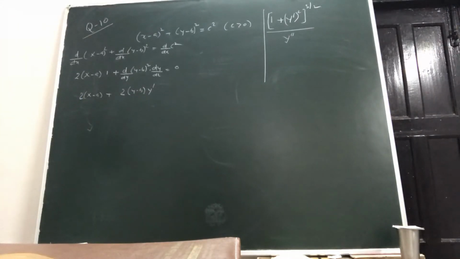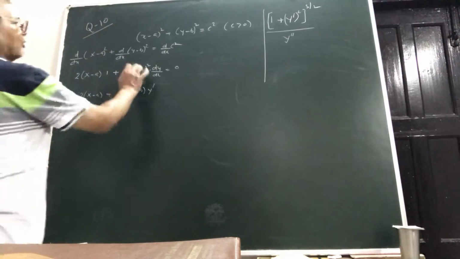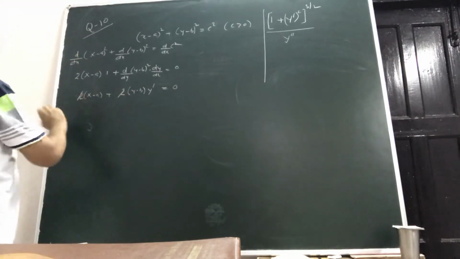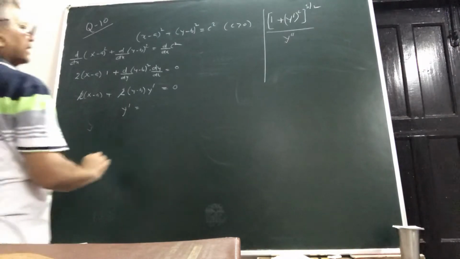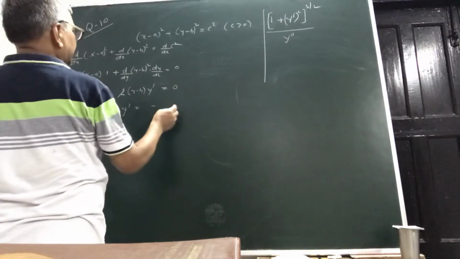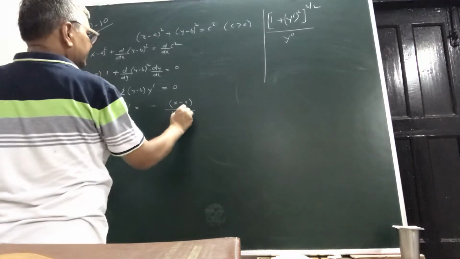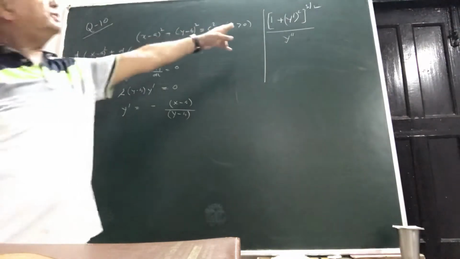2y minus b, okay, and that is 1, is equal to 0. 2 cancels everywhere, and y dash you are getting equal to what? You are getting it equal to minus x minus a upon y minus b. This is what you are getting. Okay, let it be.